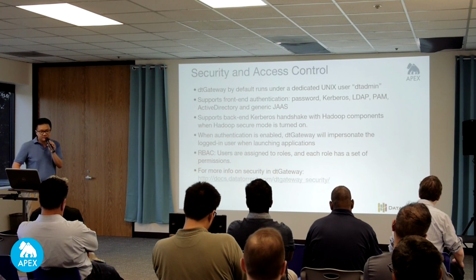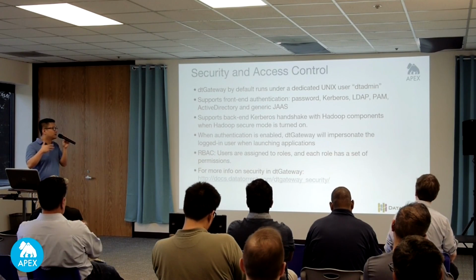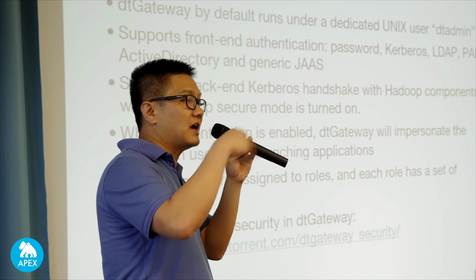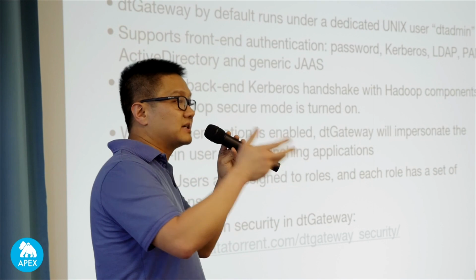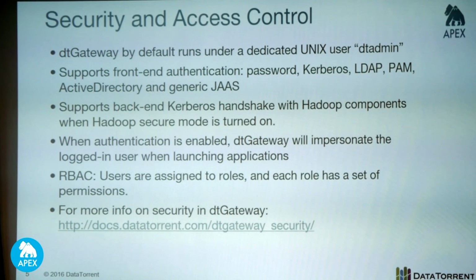When authentication is enabled, because dtGateway is running as the dtadmin Unix user, it will impersonate the logged-in user from the front end when launching applications, so that the application actually runs as the logged-in user within the Hadoop cluster. It also has a role-based access control feature, in which users are assigned to roles, and each role has a set of permissions. For example, launching an application is a permission, and looking at other people's application metrics is another permission, and so on.